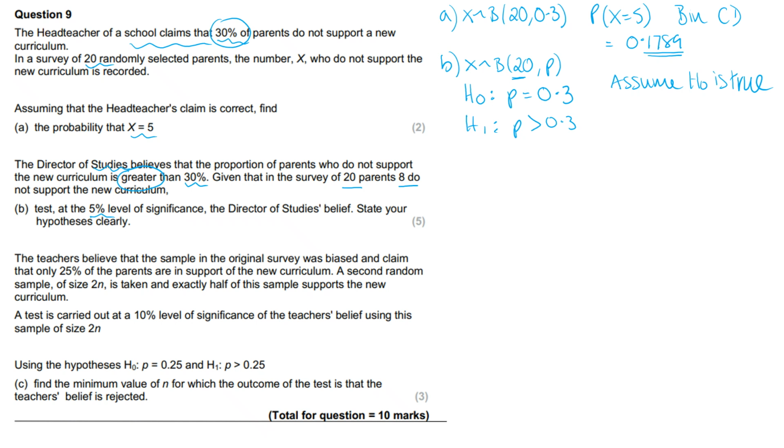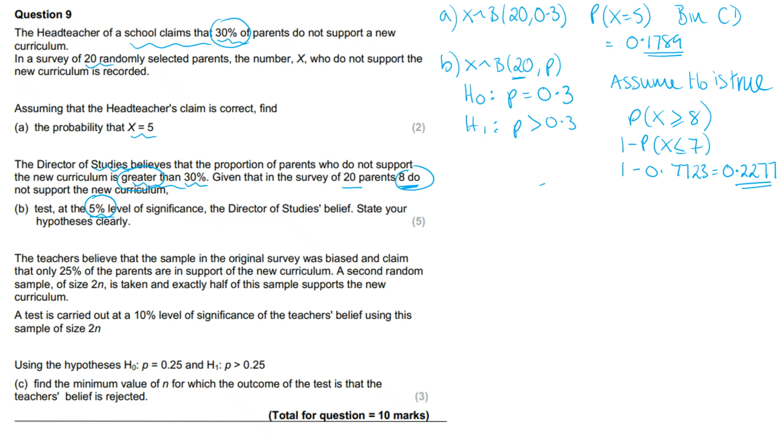So what is 30% of 20? That's going to be 6, and actually 8 do not support the curriculum. So it is higher, which is tending to agree with the Director of Studies, but what is the probability of X being 8 or more? On your calculators, you'd have to do 1 minus the probability that X is less than or equal to 7, and that turns out to be 1 minus 0.7723, which is equal to 0.2277.